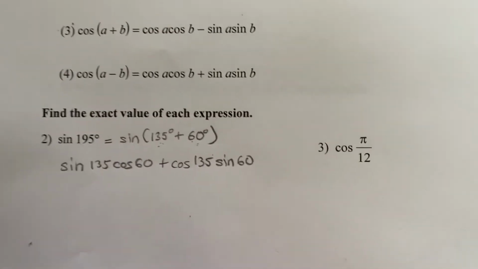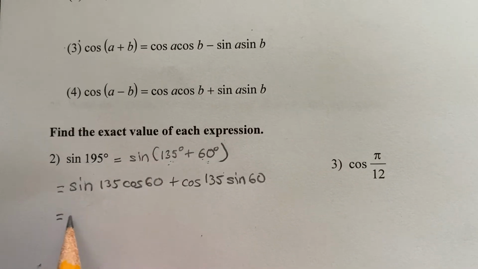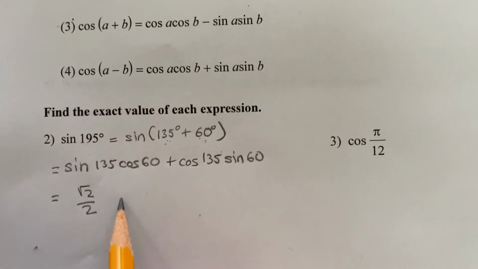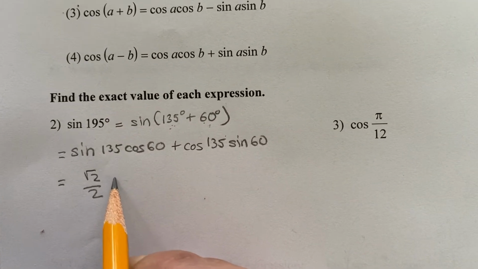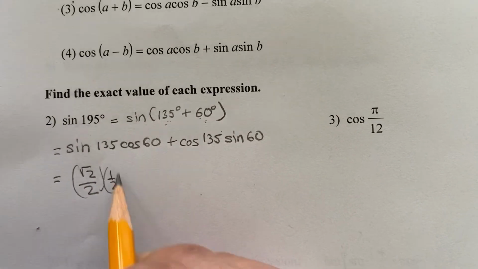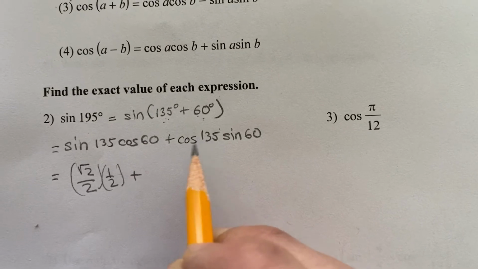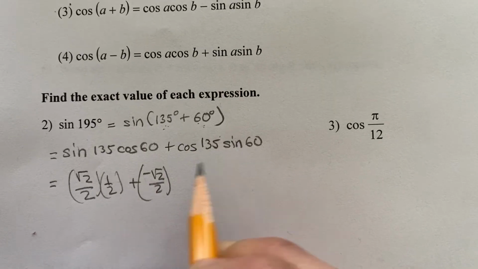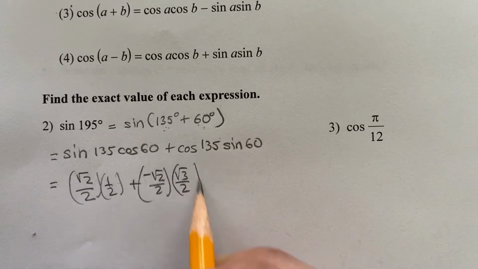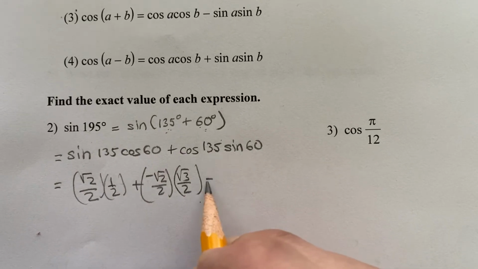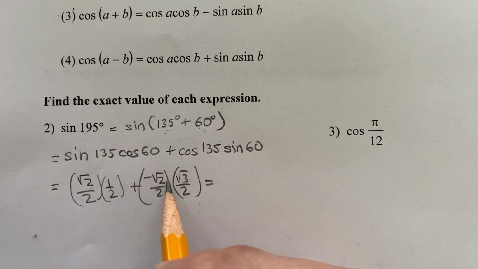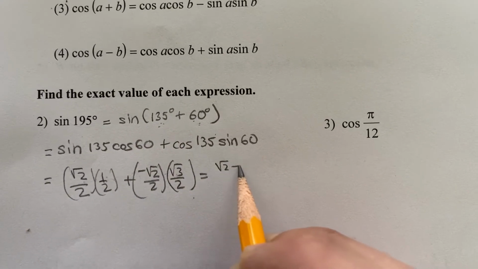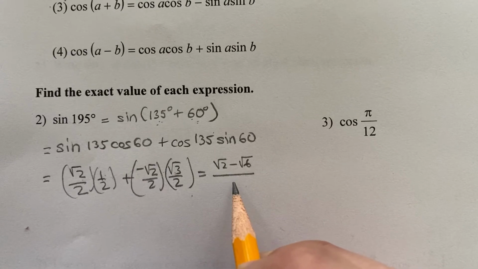Once you have the formula all written down, you can evaluate. The sine of 135 degrees in quadrant 2 is positive root 2 over 2. The cosine of 60 is 1/2. Cosine of 135, because you're in quadrant 2, is negative root 2 over 2. And the sine of 60 is just root 3 over 2. If you simplify over here, you're going to get root 2 times root 2 times 1, which is root 2, minus root 6, all over 4.